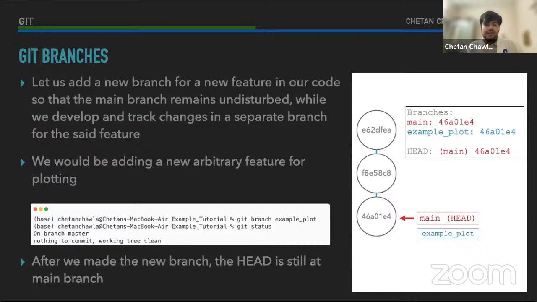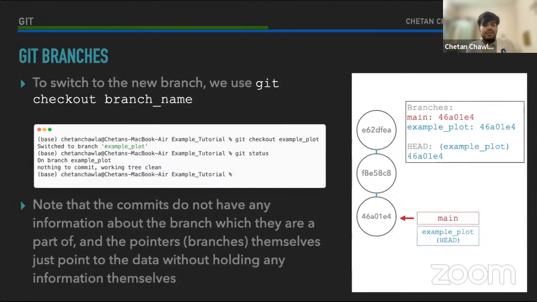All right. So now we have made this branch, we now have to shift to this branch. To shift to this new branch, we use this command called git checkout branch name. In this screenshot of my terminal, I did git checkout example plot, which was my branch name, and it says that I switched to branch example plot. And if I do a git status now to check where I am currently, it says that I am on branch example plot. That means I have shifted to this new branch.